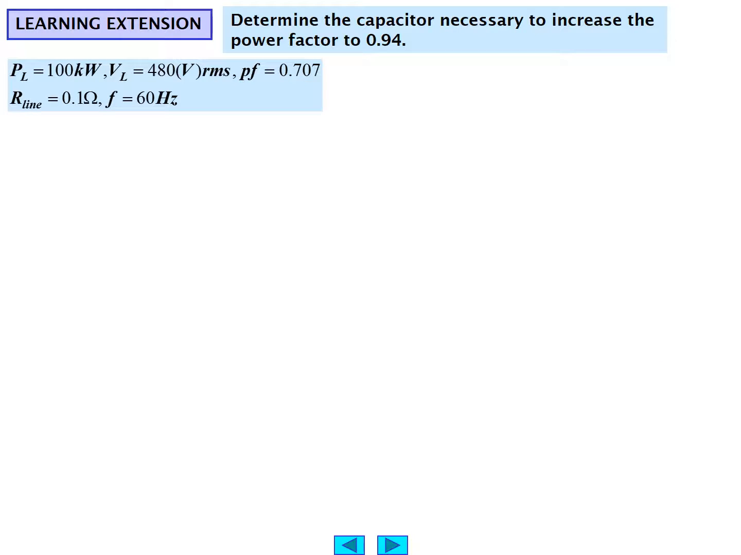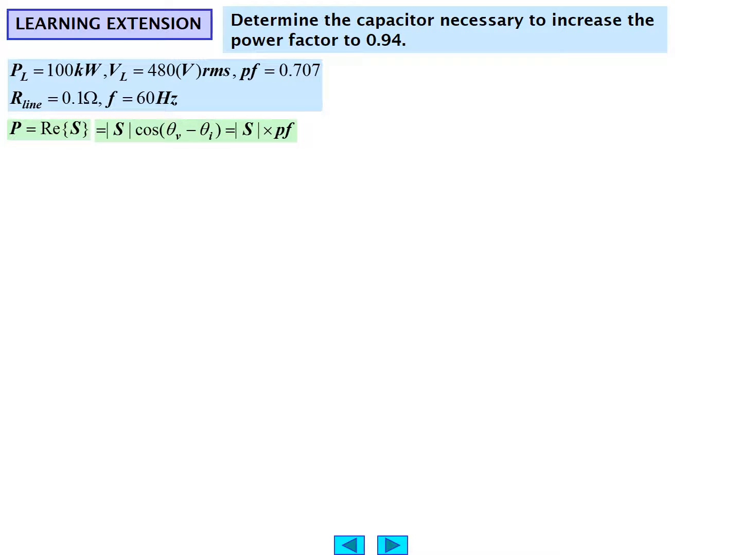Another learning extension: determine the capacitor necessary to increase the power factor to 0.94. We also know now that P sub L as given is 100 kilowatts, V sub L is 480 volts RMS. Power factor is 0.707 to begin with. The resistance of the transmission system, the R line, is 0.1 ohms at a frequency of 60 hertz.